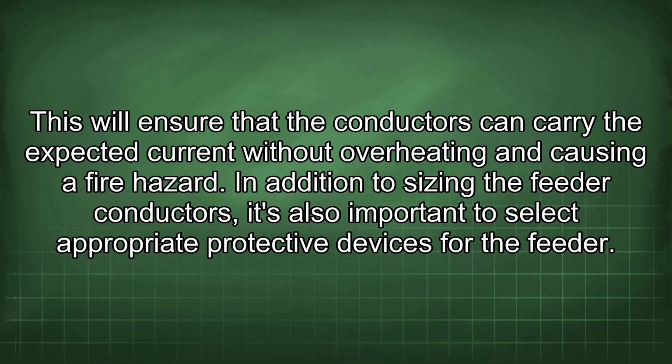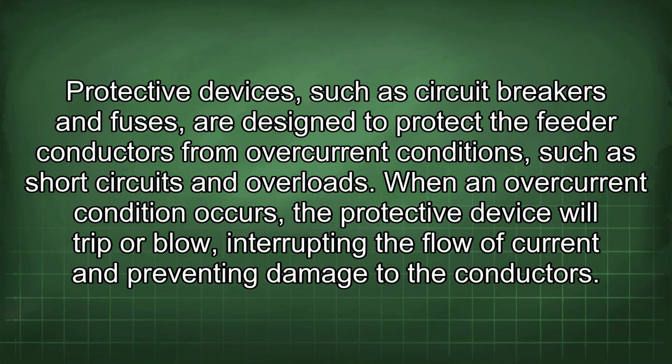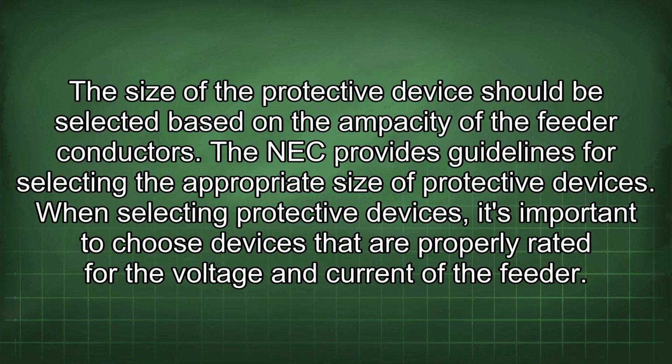In addition to sizing the feeder conductors, it's also important to select appropriate protective devices for the feeder. Protective devices, such as circuit breakers and fuses, are designed to protect the feeder conductors from overcurrent conditions such as short circuits and overloads. When an overcurrent condition occurs, the protective device will trip or blow, interrupting the flow of current and preventing damage to the conductors. The size of the protective device should be selected based on the ampacity of the feeder conductors. The NEC provides guidelines for selecting the appropriate size of protective devices.